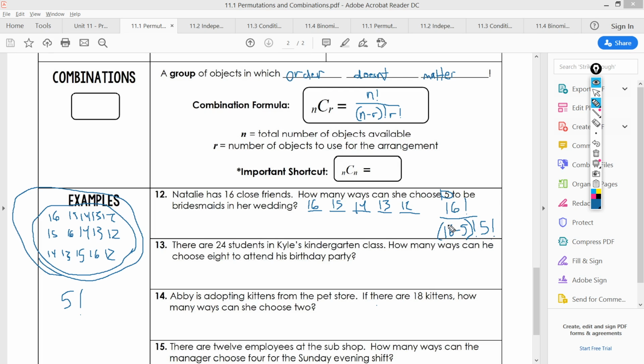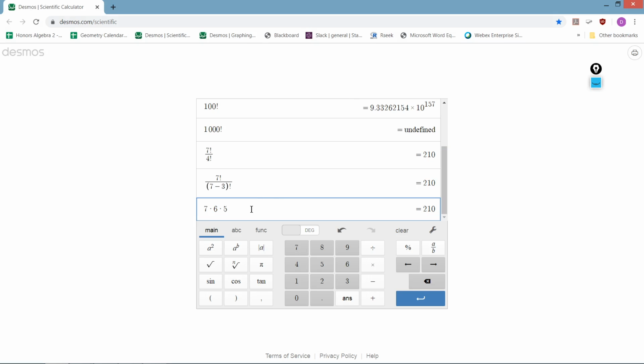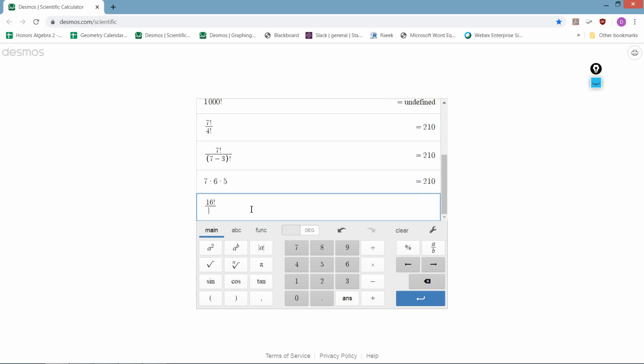16 factorial divided by 16 minus 5 factorial divided by 5 factorial. And if I do the math for that, 16 and 5, 16 factorial divided by 16 minus 5 factorial times 5 factorial, it's 4,368. Notice if I care of the order, if I said that she has 16 friends, and she's going to pick 5.